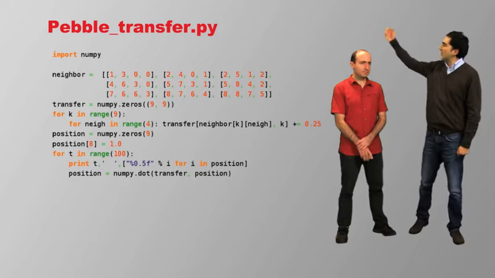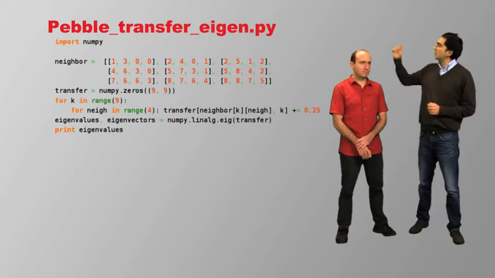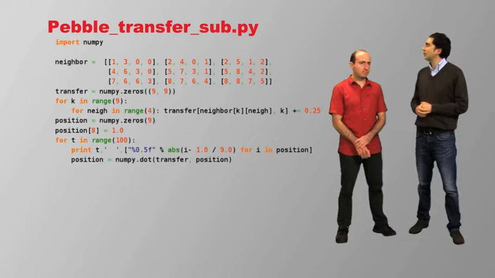Before moving on to Vivienne's part about rigorous solution, let's take a moment to download, run, and modify the programs that we have discussed in this section. On the Coursera website, you will find pebbletransfer.py, which contains the construction of the transfer matrix and the matrix vector multiplication using NumPy. The eigenvalues of the transfer matrix are computed in transfer pebble eigen.py. The graphics and the subtraction of the equilibrium value 1 over 9 is contained in the program transfer pebble sub.py.